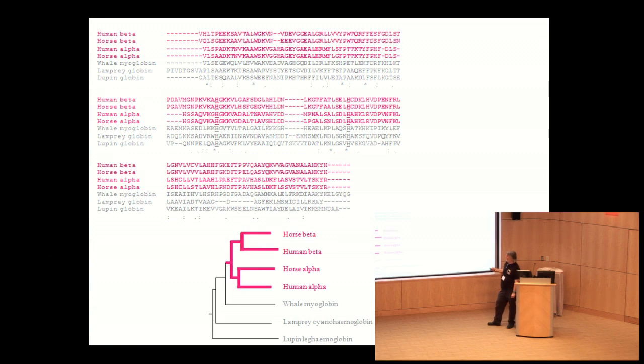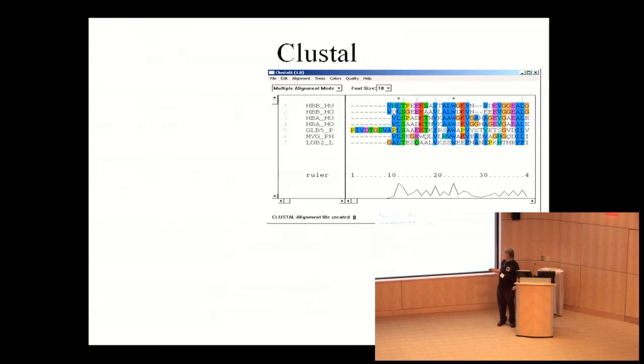The next step in this tree is to align the pre-aligned beta globins with the pre-aligned alpha globins, and so on. And that is a very fast process.